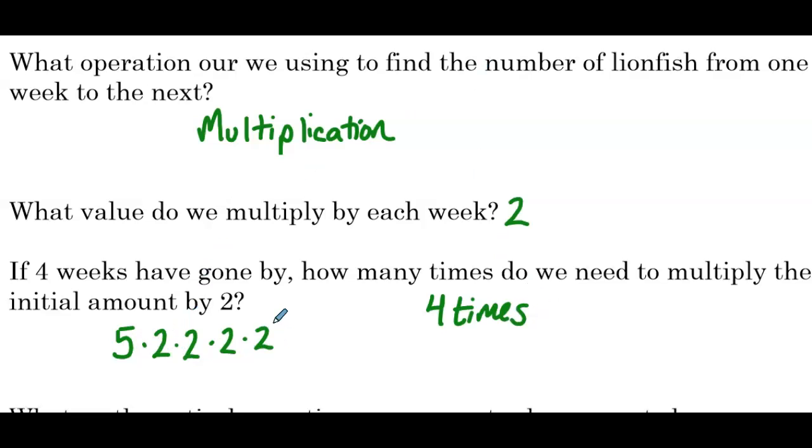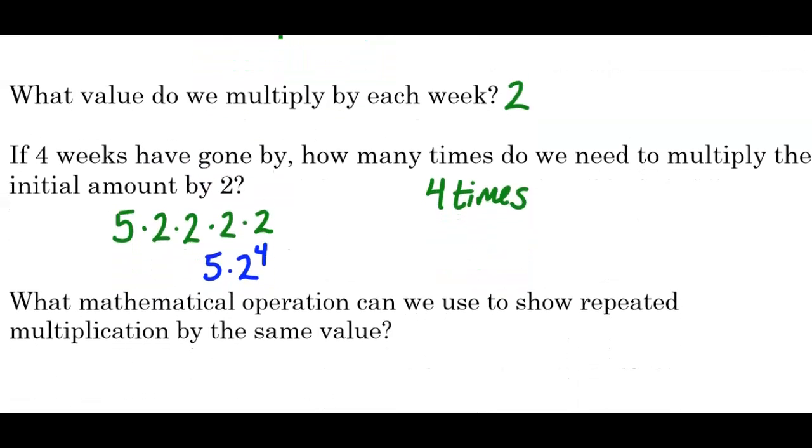Now, can we write this in a more compact way? 5 times 2 times 2 times 2 times 2. Well, what if we wrote it as 5 times 2 to the 4th? Right? 2 times 2 times 2 times 2 is equivalent to 2 to the 4th. So we can write it with an exponent, which leads perfectly into the next question.